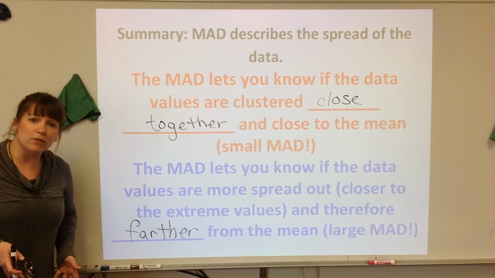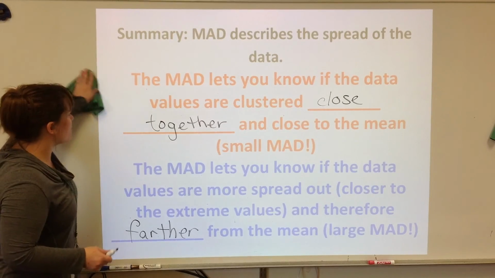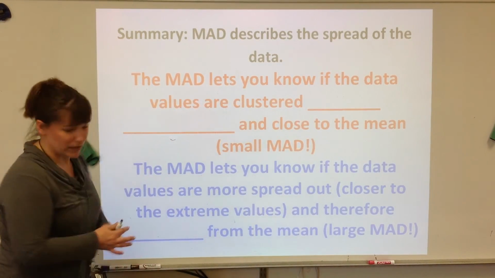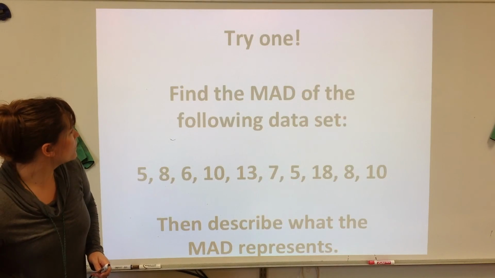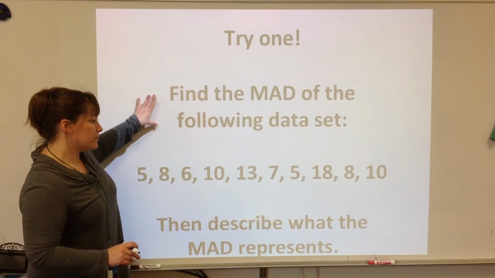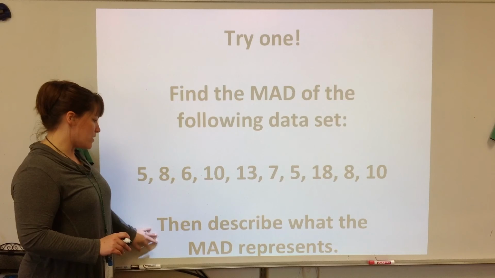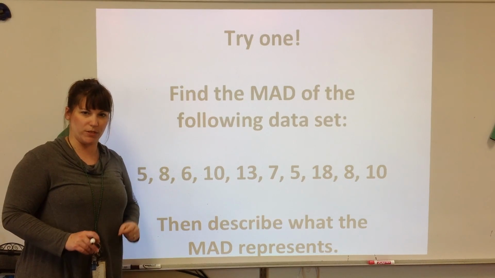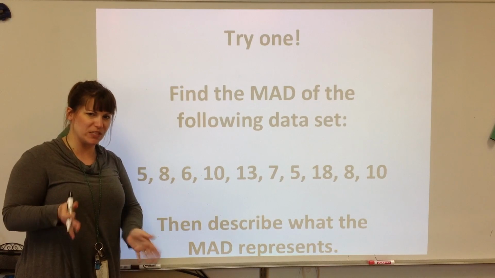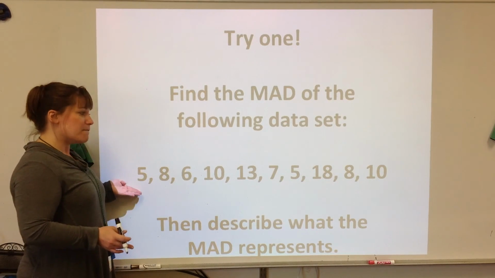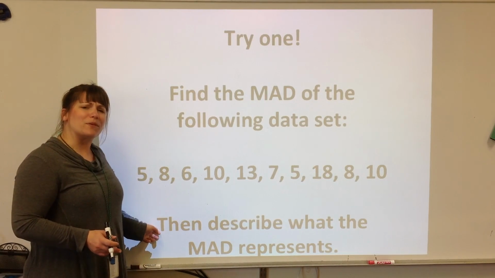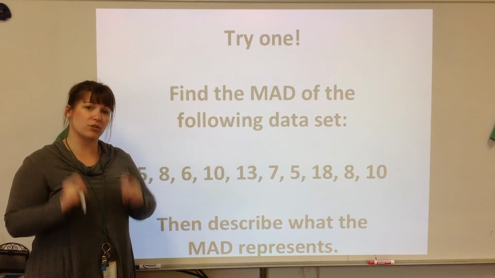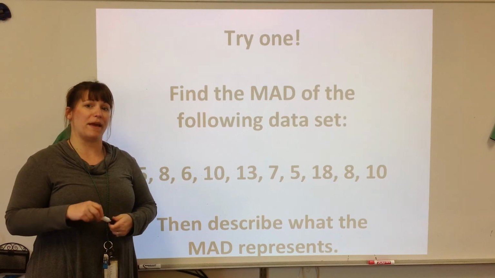That's the end of the notes. The only other thing we have is one that you can try. My last slide. Find the MAD. Here are the numbers. And then describe what the MAD represents. That was the first thing we talked about. We're not comparing two different sets. This is just find the MAD, and then what does that represent? Meaning, look at that box in your notes. That's the scripted answer that you could plug your MAD into.